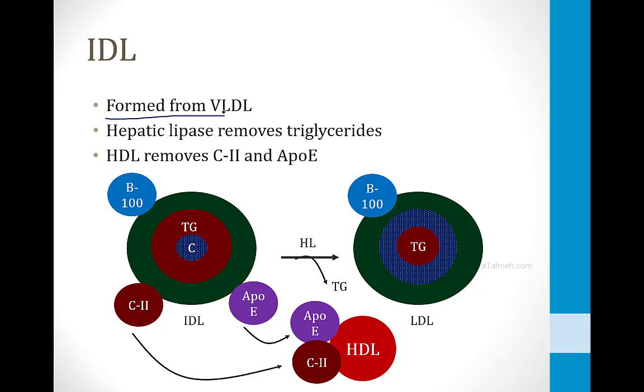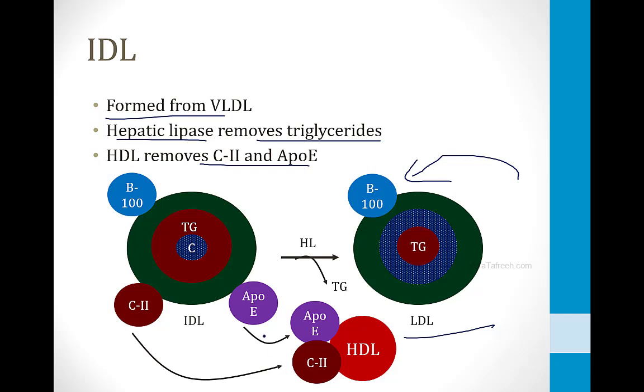Once they are formed, two things happen to IDLs to turn them into LDL particles. The first is that IDLs encounter hepatic lipase, which removes triglycerides. In addition, HDL takes back C2 and ApoE from IDL. This leaves an LDL particle which has only one apolipoprotein, that's B100. In addition, it has much less triglyceride content compared to IDLs and a far greater cholesterol content compared to IDLs.